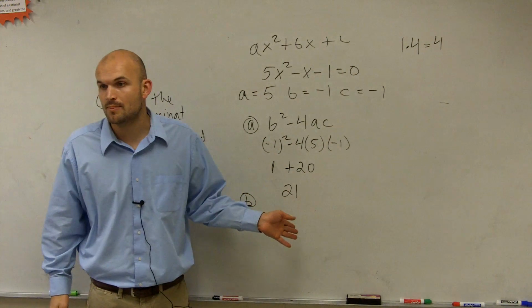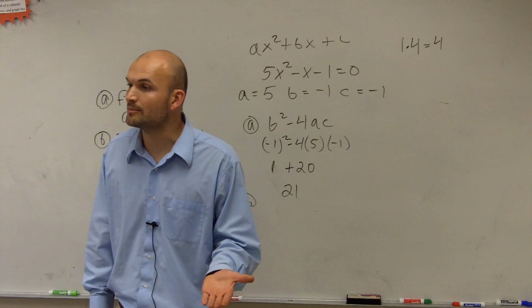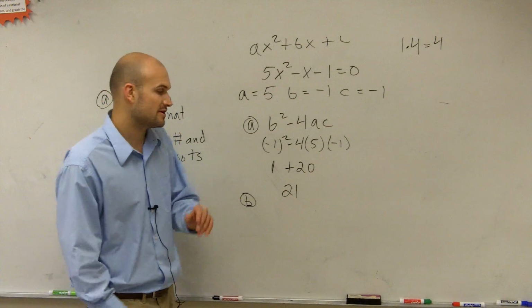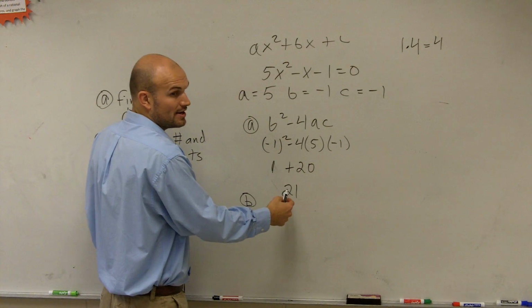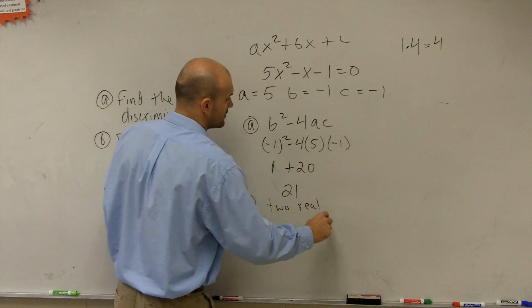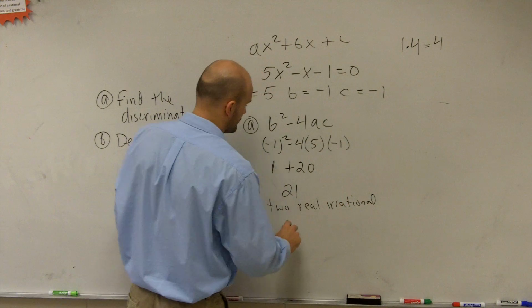Is 21 a square number? No. So it's a non-square number. Is it positive or negative? It's positive. So therefore, when we look at our rule, since it's a non-square number and it's positive, we're going to have 2 real irrational roots.